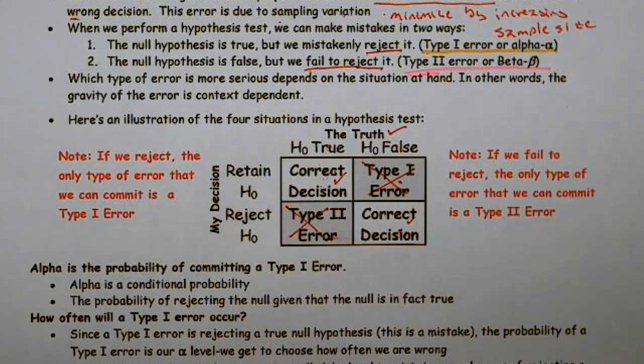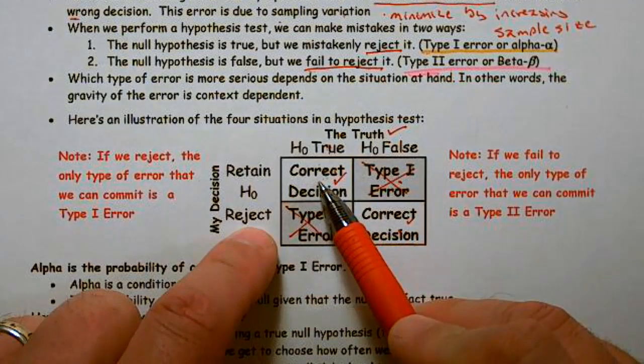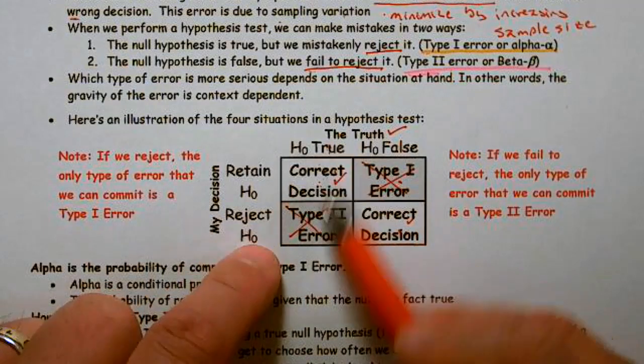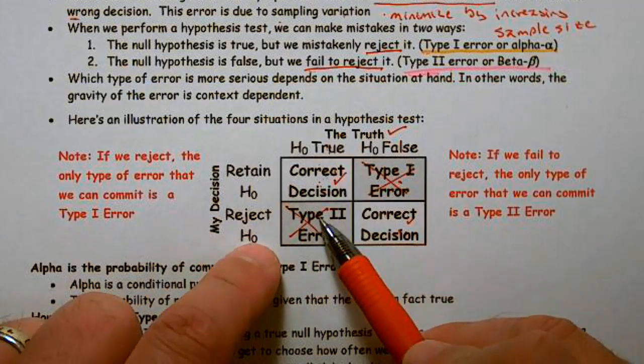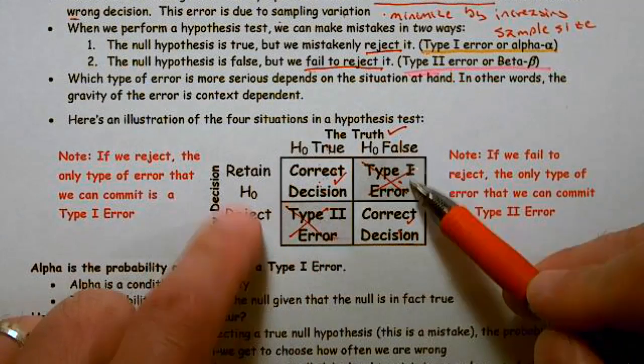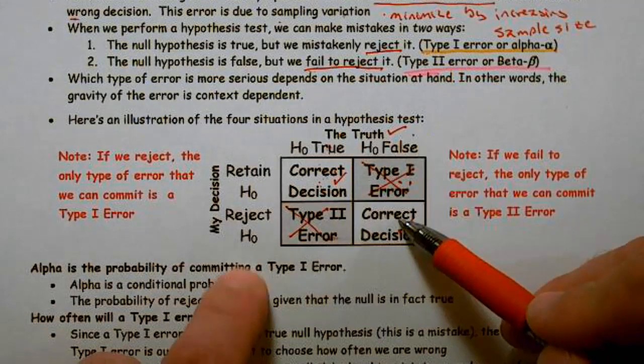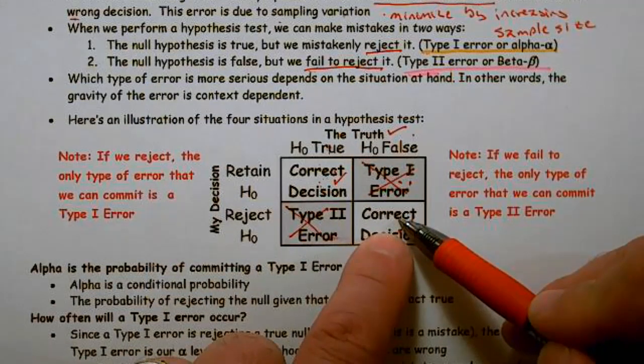So you have two things. If it's true, you can believe it, and that's the correct decision. If it's true, you can disbelieve it, and that's a wrong decision. If it's a lie, I can believe it, bad decision. If it's a lie, I can reject it and not believe it, and that's the right decision, okay?